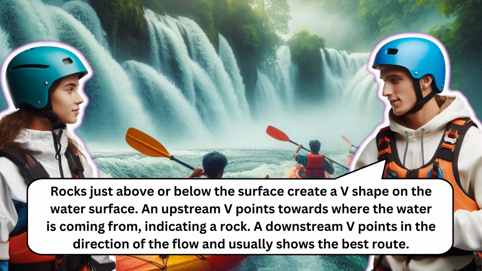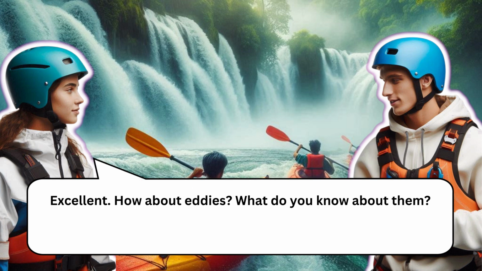Rocks just above or below the surface create a V shape on the water surface. An upstream V points towards where the water is coming from, indicating a rock. A downstream V points in the direction of the flow and usually shows the best route. Excellent. How about eddies? What do you know about them?